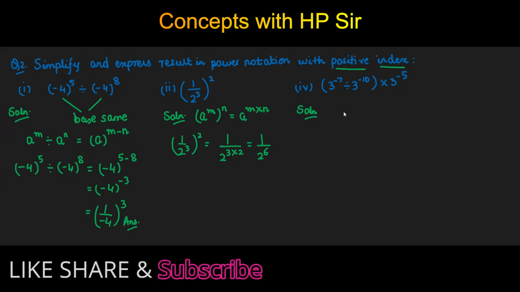Now on to the fourth question. 3 to the power minus 7 divided by 3 to the power minus 10 into 3 to the power minus 5.